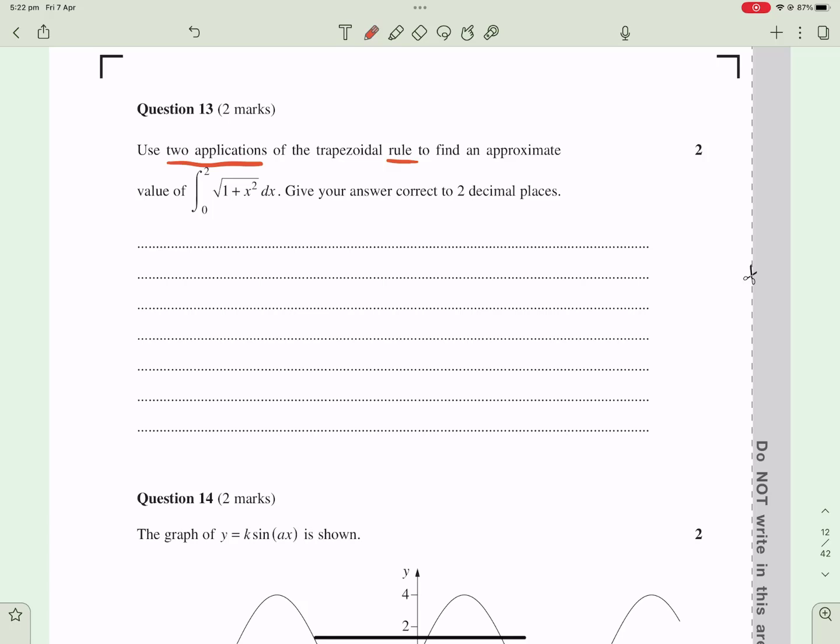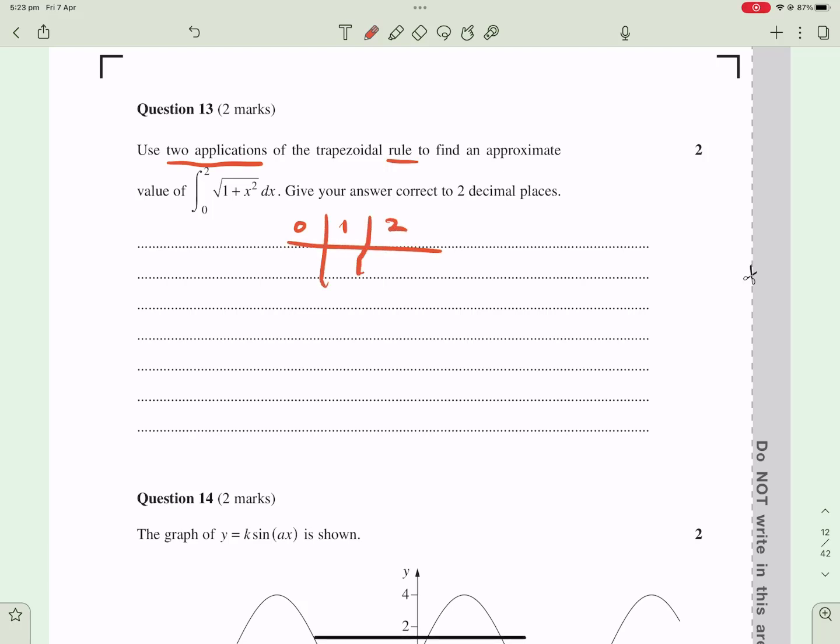So what that means is whenever we deal with trapezoidal rule questions, we're going to start off with our table of values. So since we're doing 2 applications, that means we're going to have 3 function values. Okay, so let's start at 0, 1, and then we end off at 2. So these are my x values.